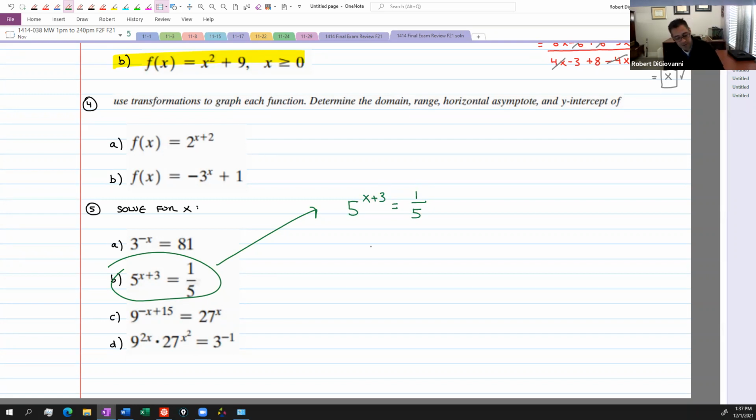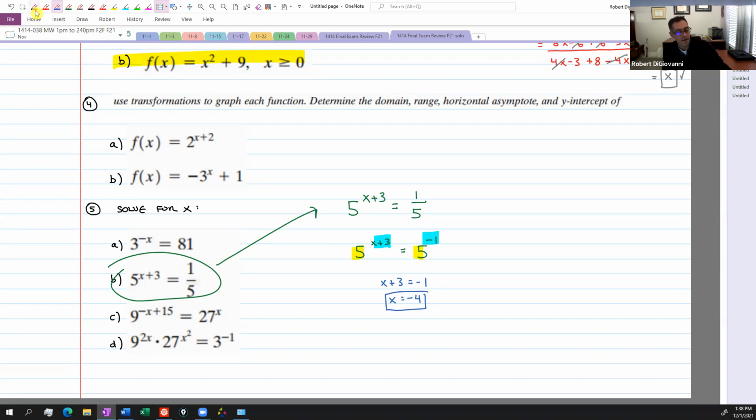The easy way is to realize that the left side is 5 to a power, and the right side is also 5 to a power, right? 1/5 is the same as 5 to the -1. And since both the bases match, all we have to do is make those two exponents match, which means you just put x plus 3 equal to -1, and then subtract 3 on both sides, and you get -4, and that's it, you're done. That's the easy way. And it only works because both of the bases were 5.